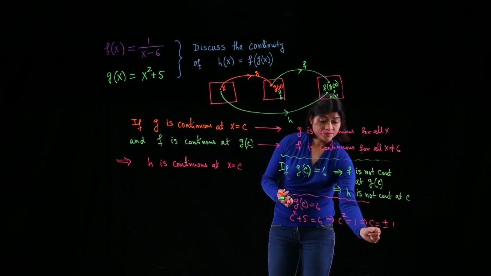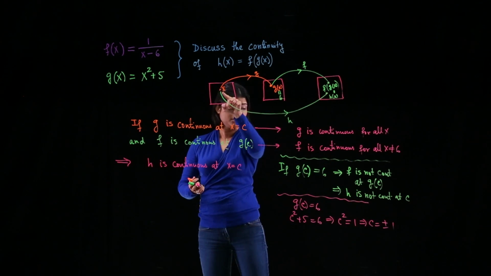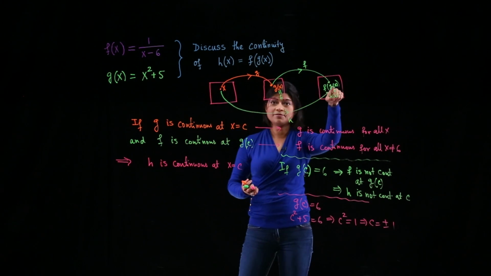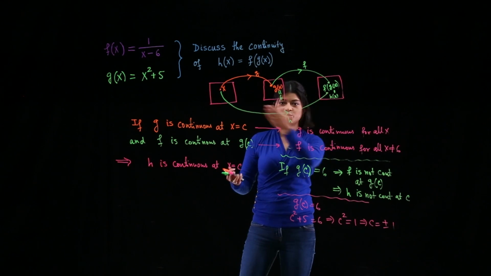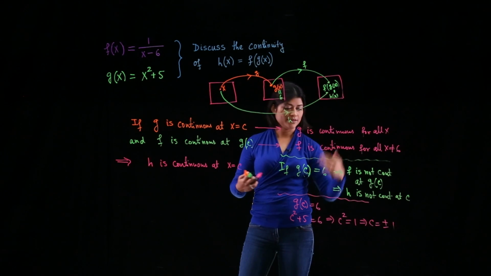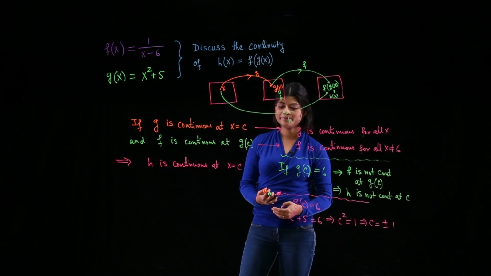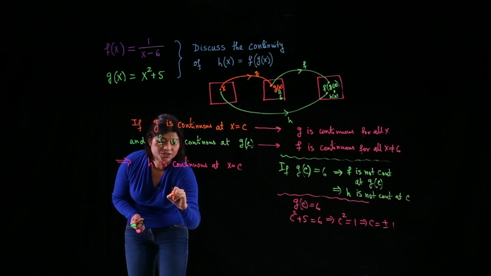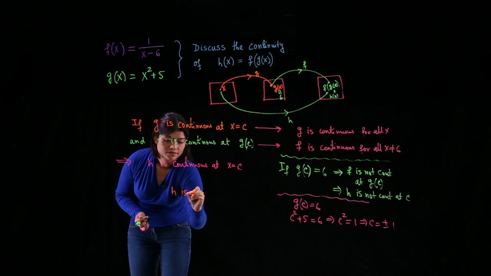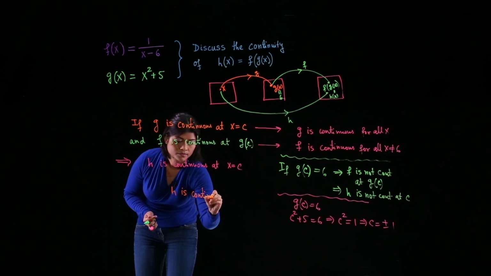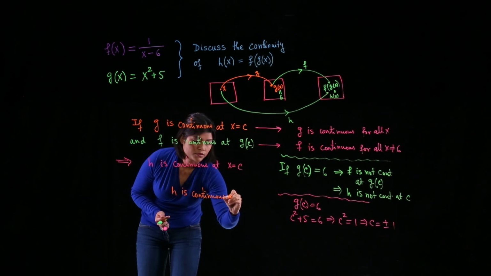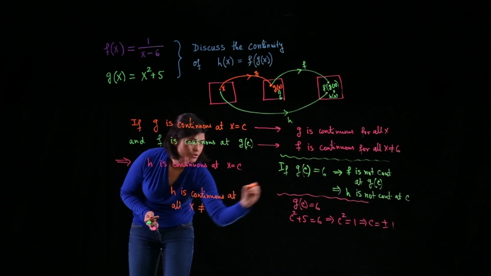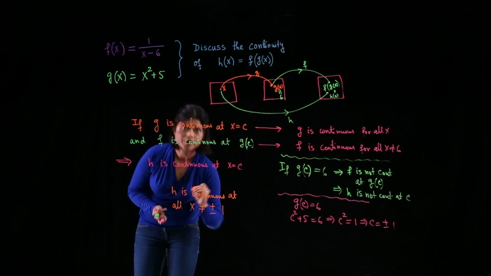Please understand one more time, c is coming from the first box. So if c is plus or minus 1, g of c becomes 6, which means f of g of c is not continuous, which means h is not continuous. Every other place, everything is fine. So our final answer: h is continuous at all x not equal to plus and minus 1.